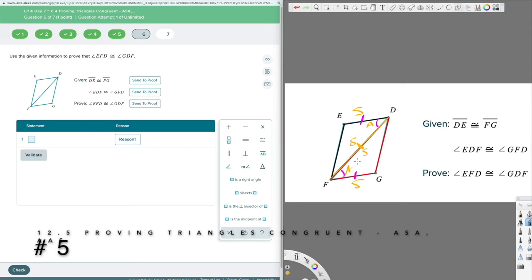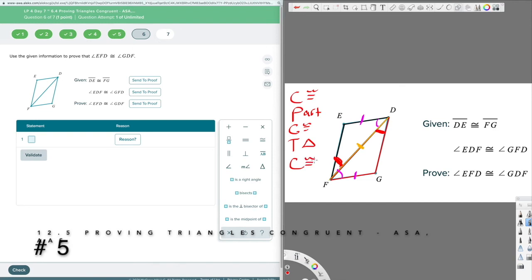Well, why does that matter? When I want to know if the angles are congruent to each other down here. So I actually want to show that, it keeps disappearing, EFD, and I'm going to put this in red, I guess. EFD, this is what I'm proving, is congruent to GDF, so this one up here. Well, if the two triangles are congruent, then the corresponding parts of congruent triangles are congruent. So this literally means congruent parts of congruent triangles are congruent.